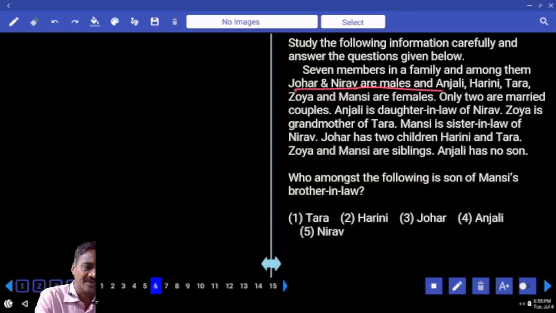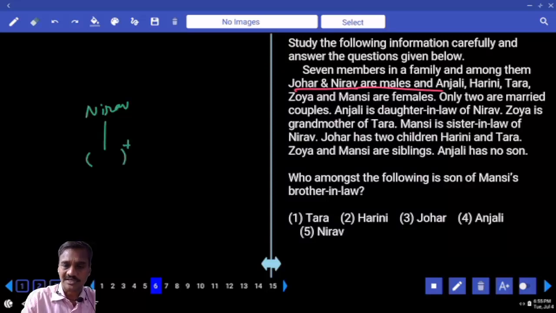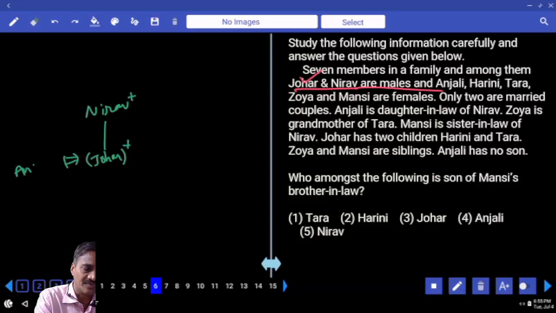Anjali is the daughter-in-law of Nirav. Nirav is here. Now Nirav's son is there. Now who is that son here? The son is Johar, because only 2 males are there. And Nirav's son's wife is Anjali. Anjali is a female, the daughter-in-law of Nirav. And Zoya is the grandmother of Tara.